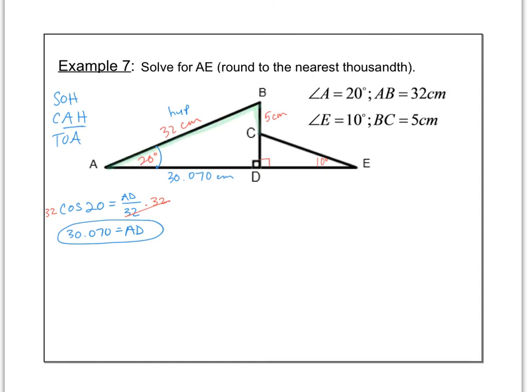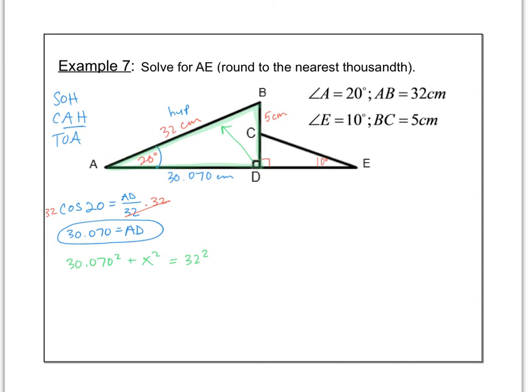Think about this green triangle. I have 2 of the sides. So I can do 30.070 squared plus, I'll say, x squared equals 32 squared. 32 is your hypotenuse because it's the longest side across from the 90, so that has to be your C. All right, then just keep solving this.